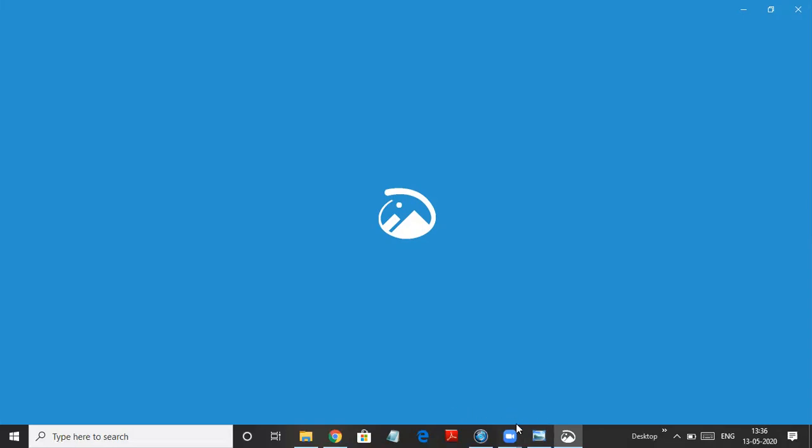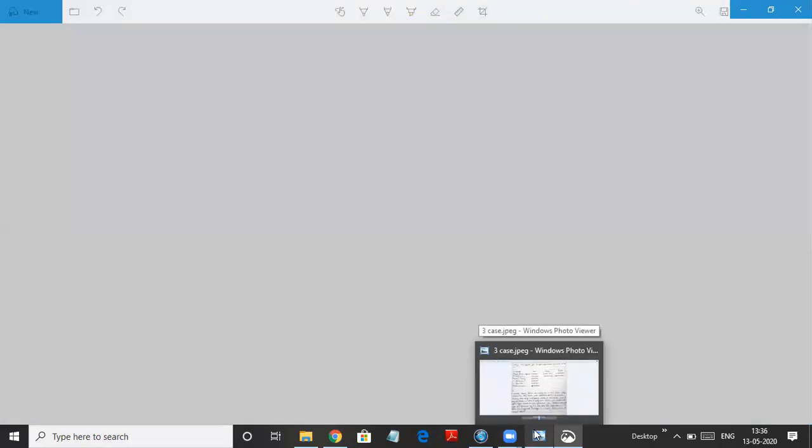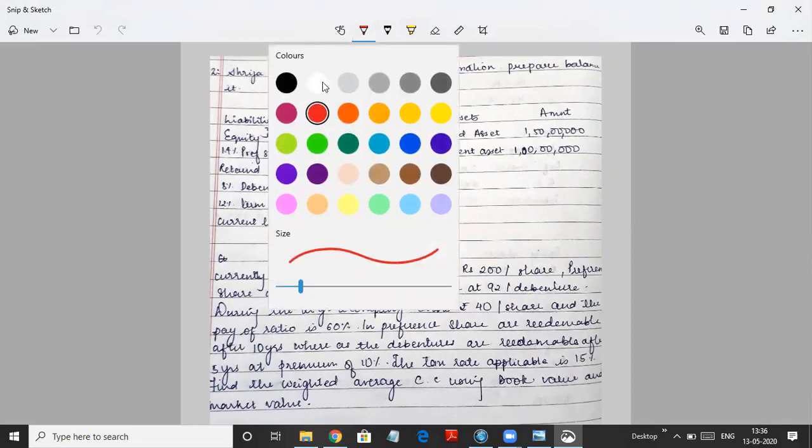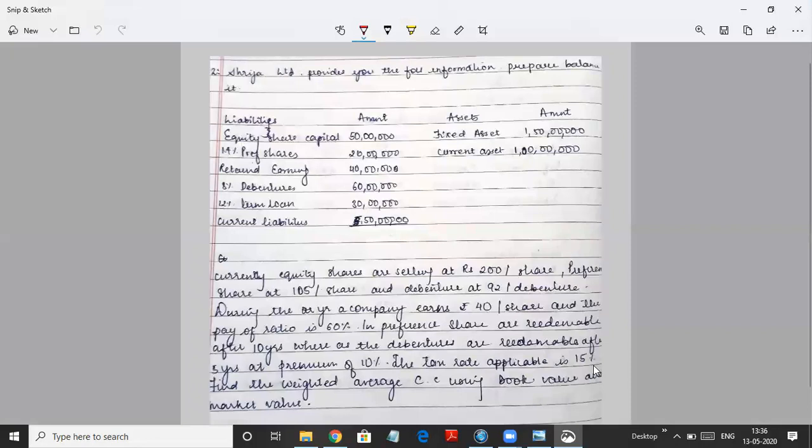You have to take debentures tax as 50%. Okay, so this part is not right. I'll try to change it. This is incorrect. This is 50%.